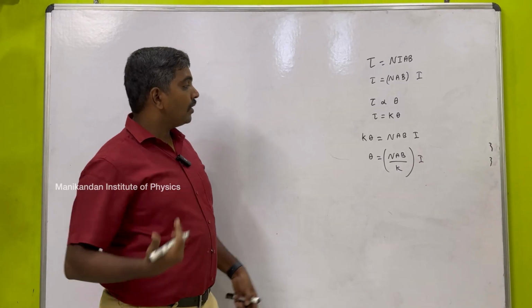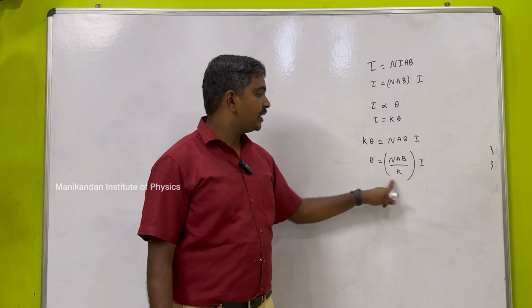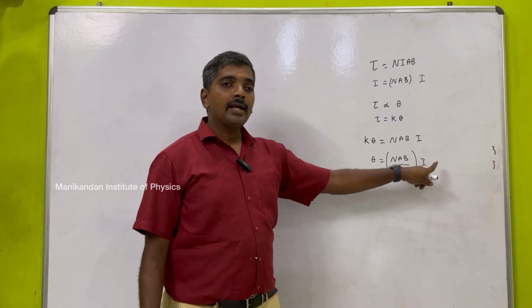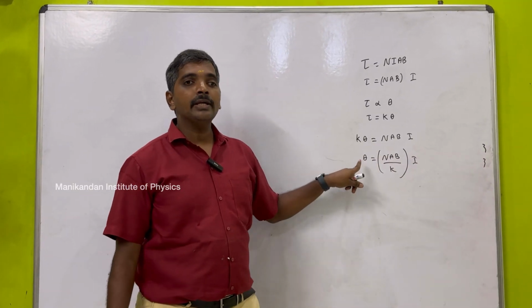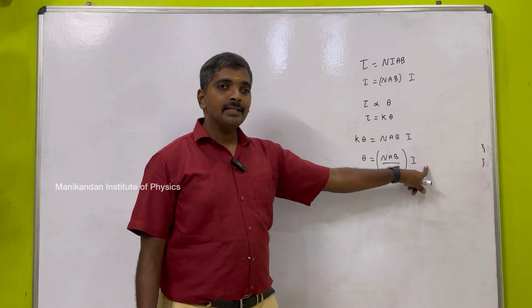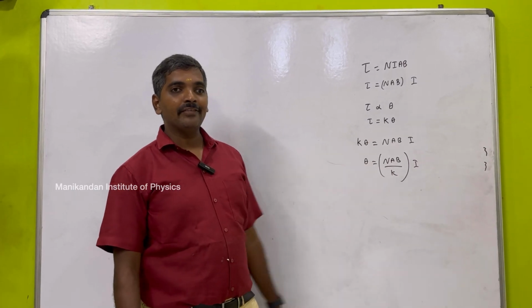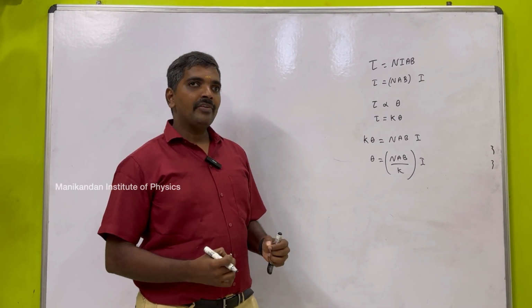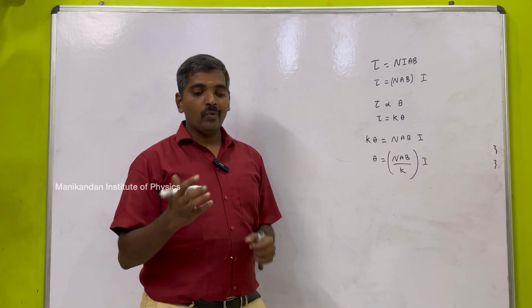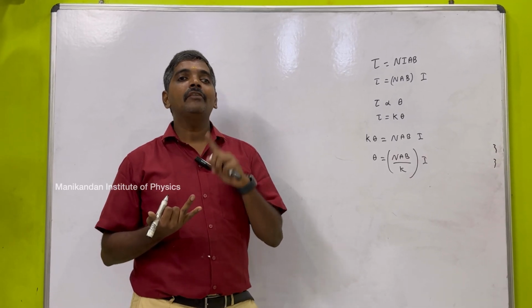Now N is a constant, so everything inside the bracket is going to be a constant. If my current increases, my theta also increases. If the current decreases, theta decreases. From this I can define 2 quantities: one is current sensitivity, another is the figure of merit.